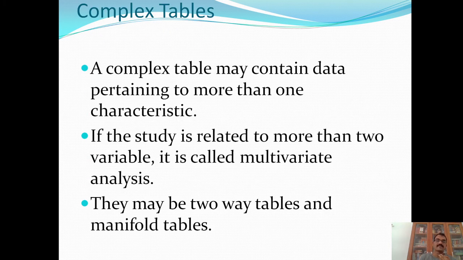Complex tables. A complex table may contain data pertaining to more than one characteristic. If the study is related to more than two variables, then such a study is called multivariate analysis. Under complex tables, there may be two-way tables and manifold tables.